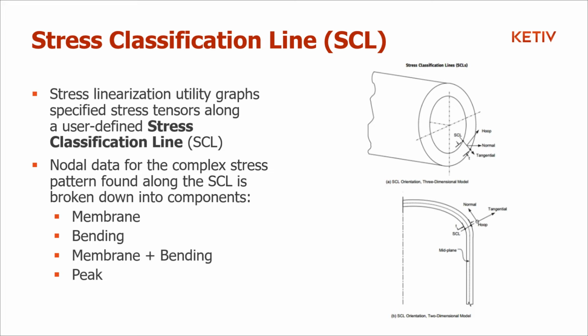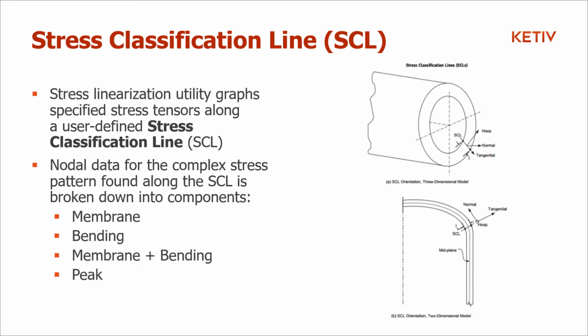The peak stress is the highest stress found along that stress classification line. This is always positive, but not necessarily higher than the membrane plus bending number. Peak stress is something that you would usually use to determine the fatigue life at the stress classification line. So it's important to remember and understand what each of these linearized stress components refer to and what they're actually doing.